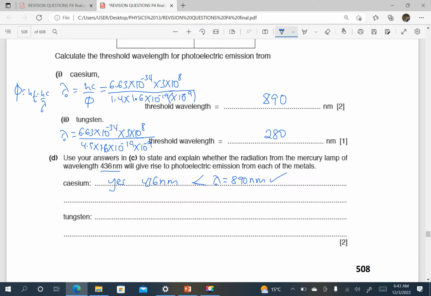For tungsten, we can simply say no. There will be no photoelectric emission. Reason: 436 nanometers, the wavelength of the radiation, is greater than the threshold, which is 280 nanometers. So no photoelectric emission occurs above the threshold wavelength.